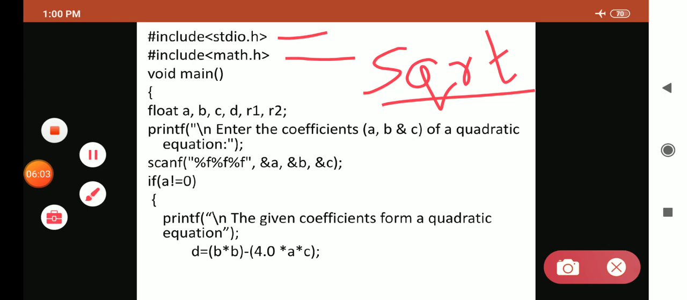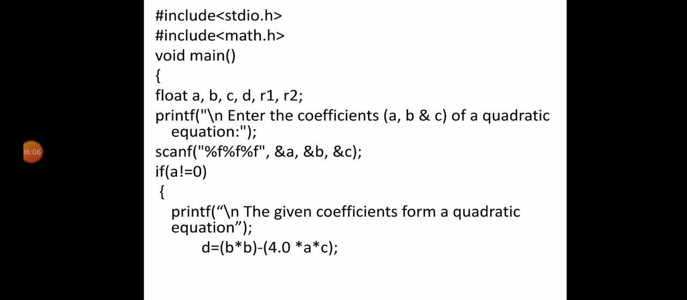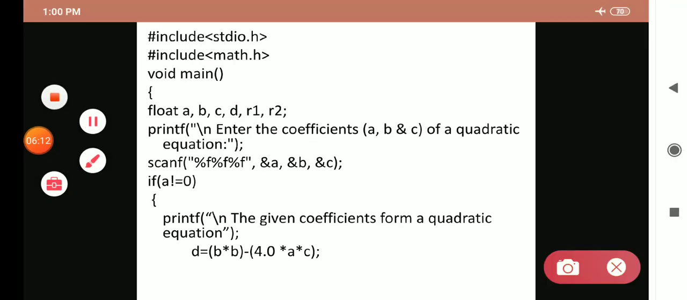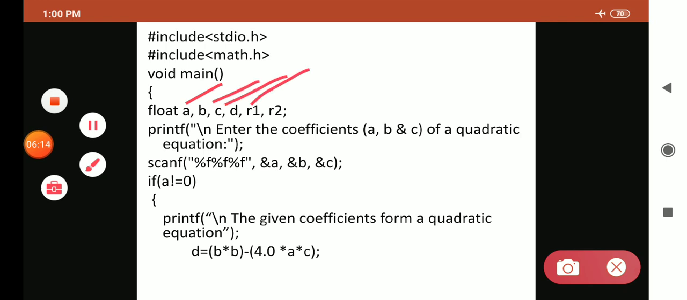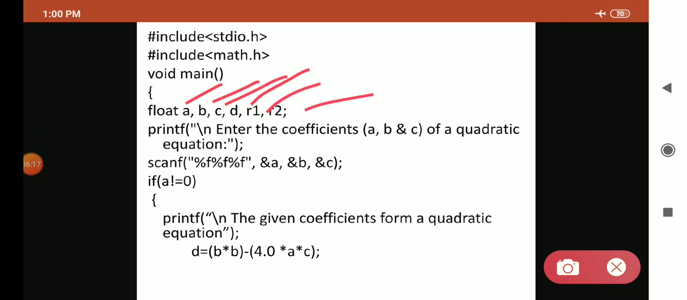Now going to the main, we have 6 variables written, which are a, b, c, d, r1 and r2, and the data type for all variables is float. First statement is: enter the coefficients a, b, c of the quadratic equation. Let us assume that we are entering some integers or floating point numbers. The first number that we enter will be stored inside a, the next number is stored in b, and the next in c.